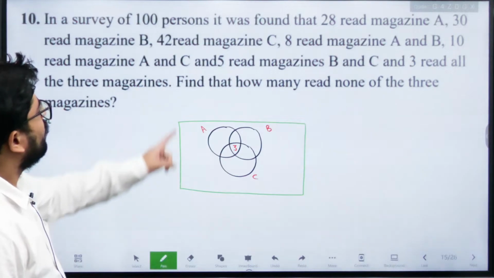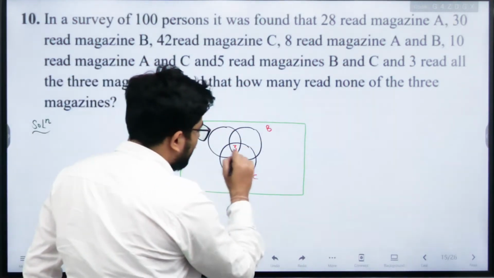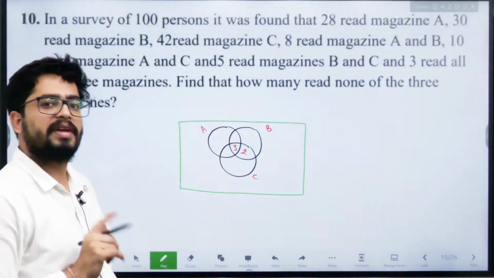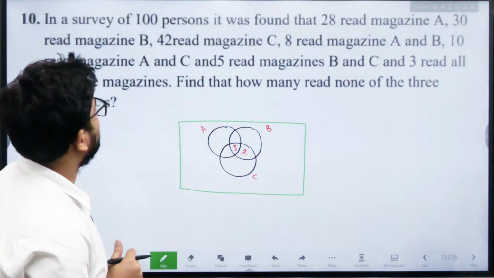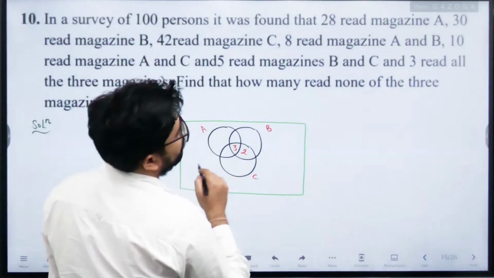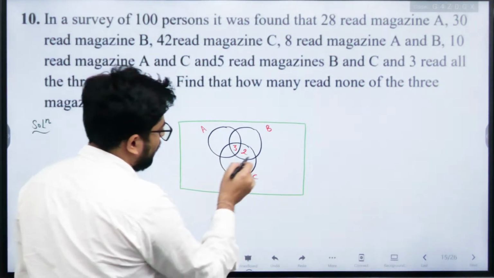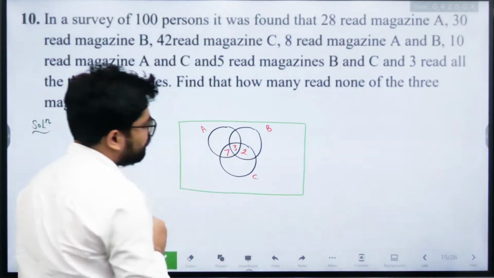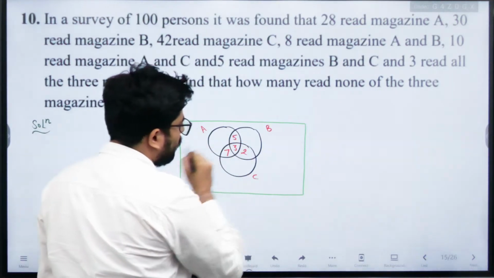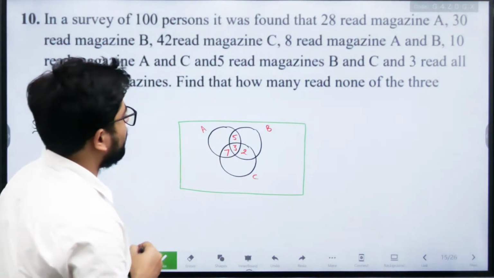Now 5 read B and C. So it means 2 is here, who read B and C but not A. Next is A and C. 10 read magazine A and C. So 7 is here. Next, for A and B, 8. That is 5 here. Okay, next 28 read magazine A.